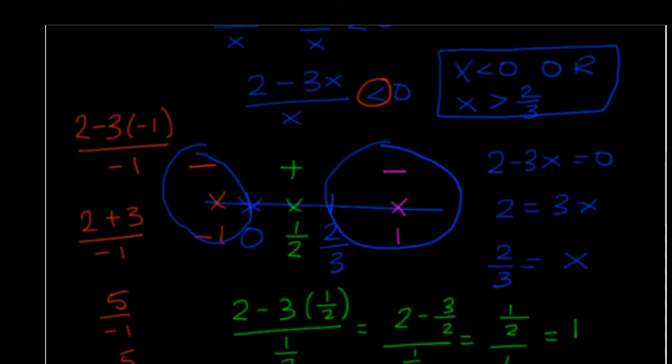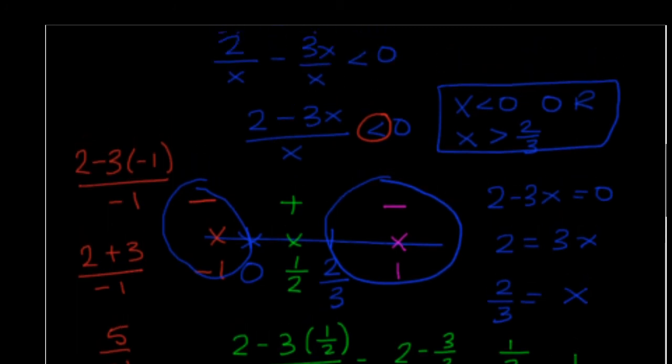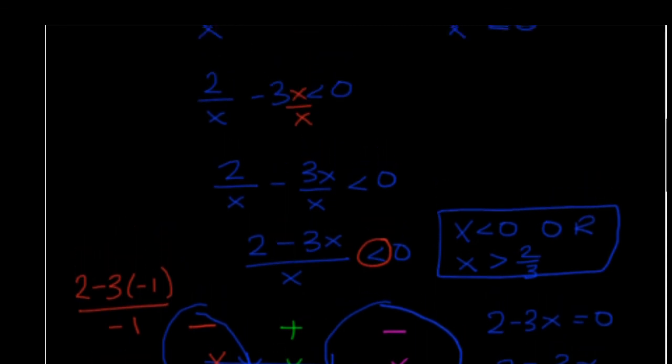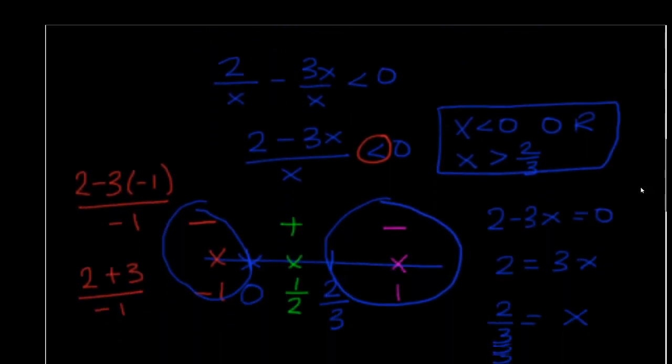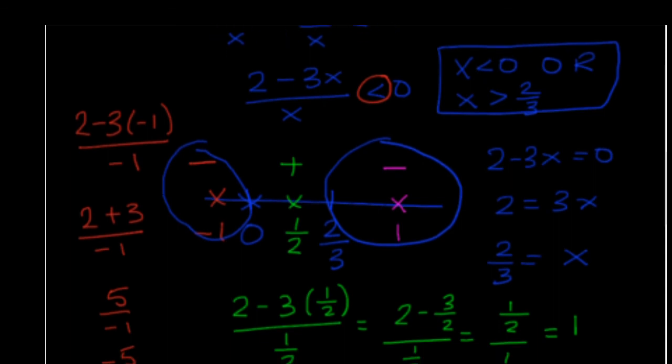Again, the key to this problem was to get it under a fraction. So we started off with 2 over x less than 3. We got a common denominator. We set the top and the bottom equal to 0. And then we drew a number line to decide, okay, when is my fraction less than 0? When is my fraction greater than 0? So that's going to be the common technique for the next few problems.